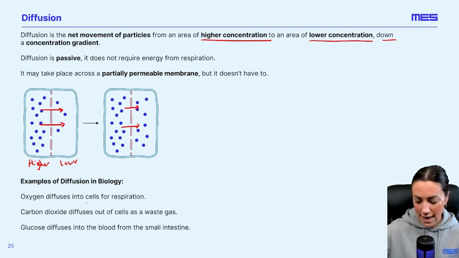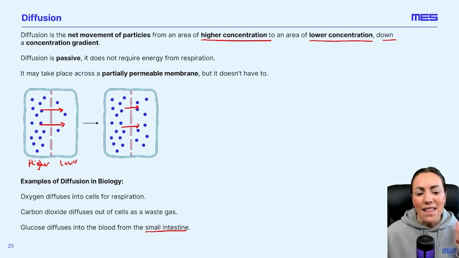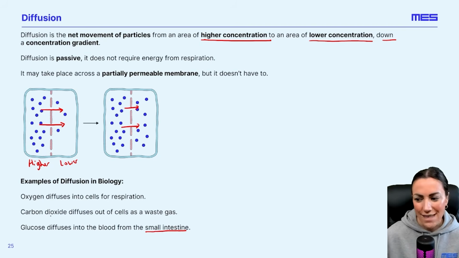Examples of diffusion in biology that you might see in your exam. Oxygen diffuses into cells for respiration. Carbon dioxide diffuses out of cells because it's made in respiration and it's a waste gas that cells want to get rid of. Glucose can diffuse into the blood from the small intestine. So when we've eaten, we've digested carbohydrates. If we've got a higher concentration of glucose in the small intestine, then it can diffuse down the concentration gradient if there's a lower concentration of glucose in the blood.